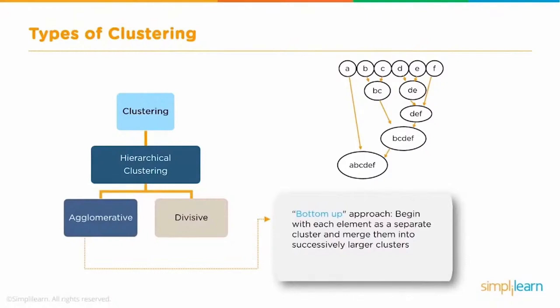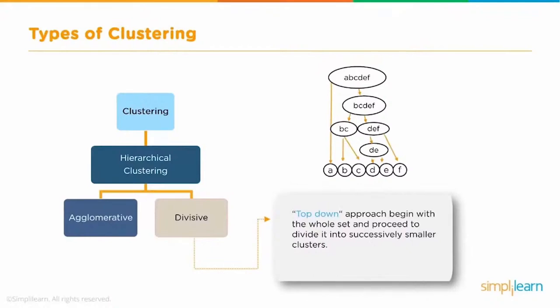Agglomerative clustering is a bottom-up approach. We begin with each element as a separate cluster and merge them into successively larger clusters. So for example, we have A, B, C, D, E, F. We start by combining B and C, form one cluster, D and E, form one more. Then we combine D, E, and F, one more bigger cluster, and then add B, C to that, and then finally A to it. Compared to that, divisive clustering is a top-down approach.